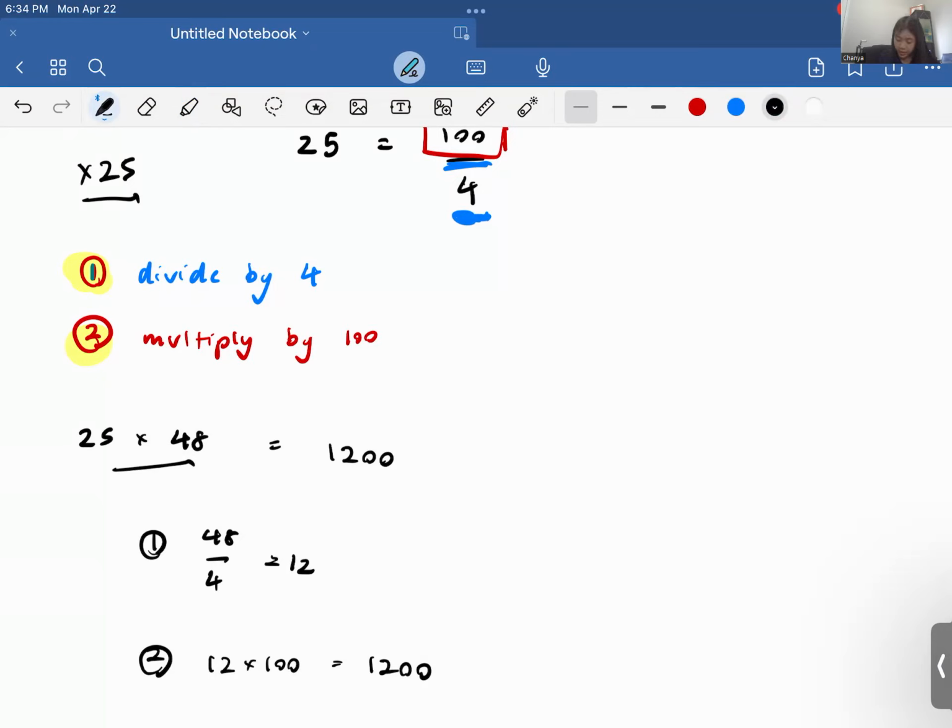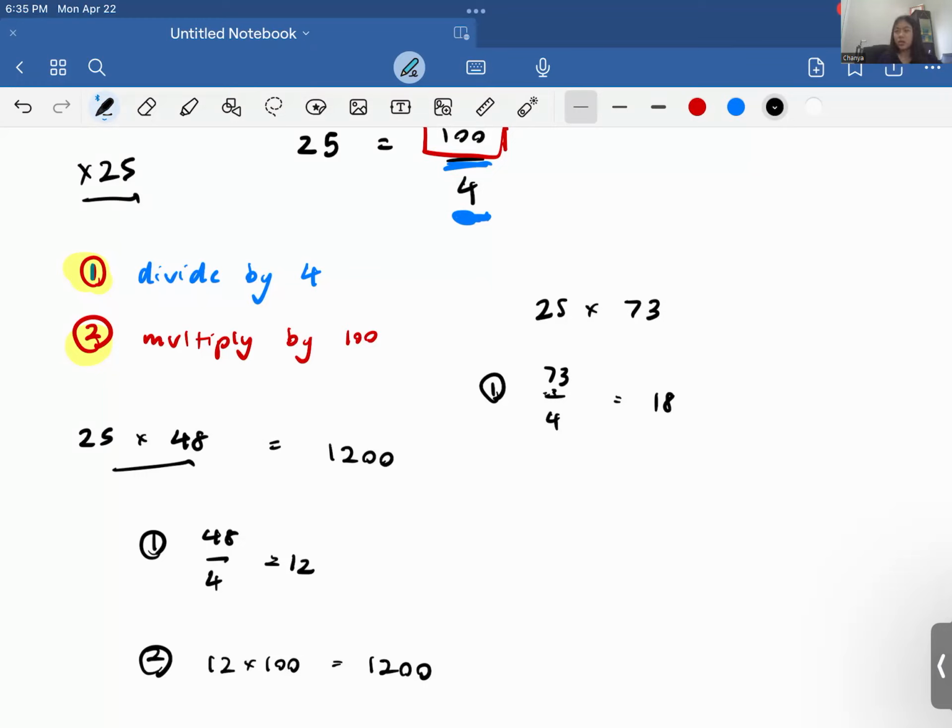What about, say, 25 times 73? Well, again, you would just follow those 2 steps. Number 1, divide by 4. So let's try that. You divide 73 by 4. Just doing regular division here, 7 over 4 is 1 with a remainder of 3. So 33 over 4 will be 8 with a remainder of 1.